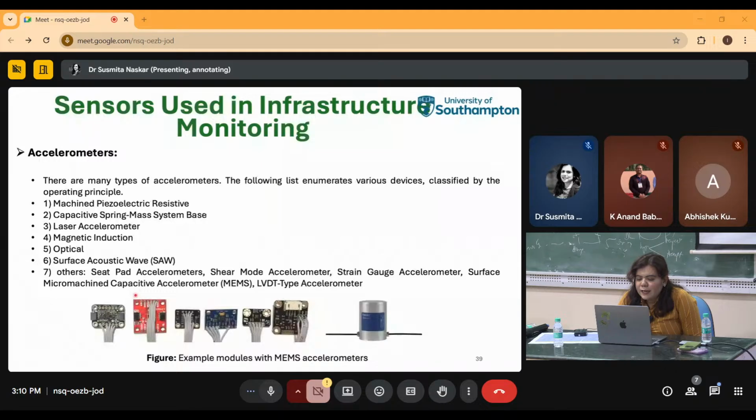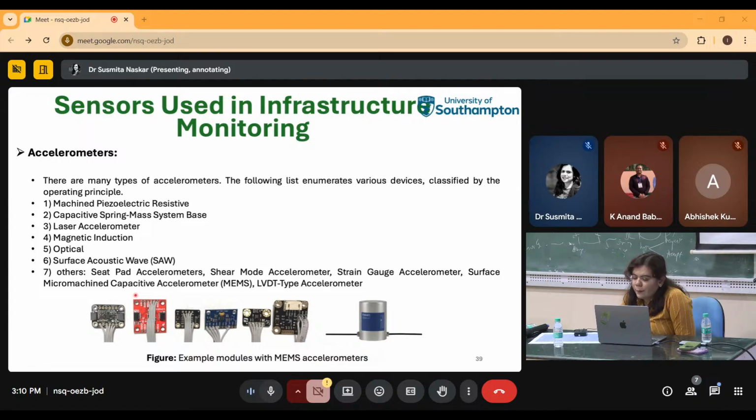Another one is the capacitive swing mass system. They are also used in MEMS devices quite a lot. They measure small acceleration with high sensitivity. Then another one is the laser accelerometer. They employ laser interferometry for extremely precise measurement when we are very much concerned about the small details of the measurement. And then the magnetic induction and optical accelerometers are also very useful in specialized environments where electrical noise must be minimized. Another type is the surface acoustic wave, which you also call SAW.